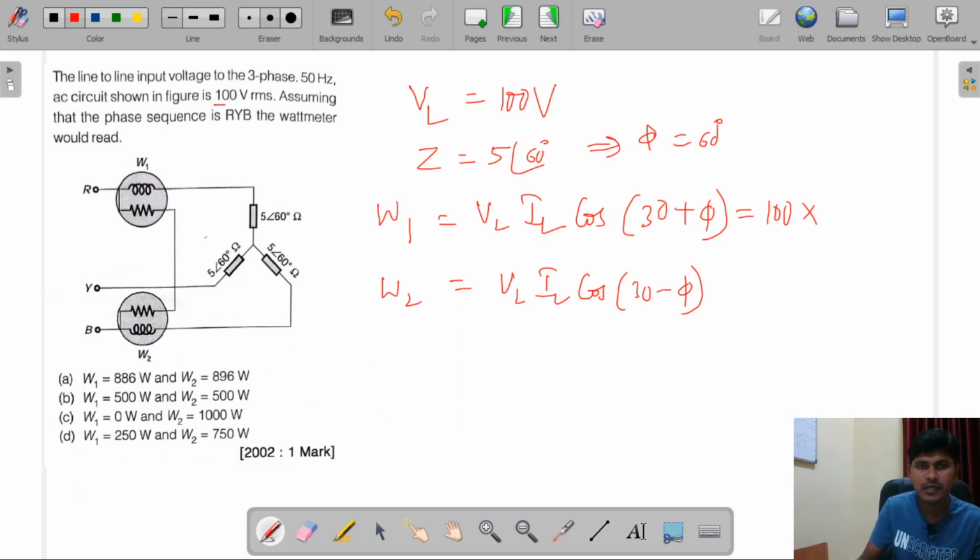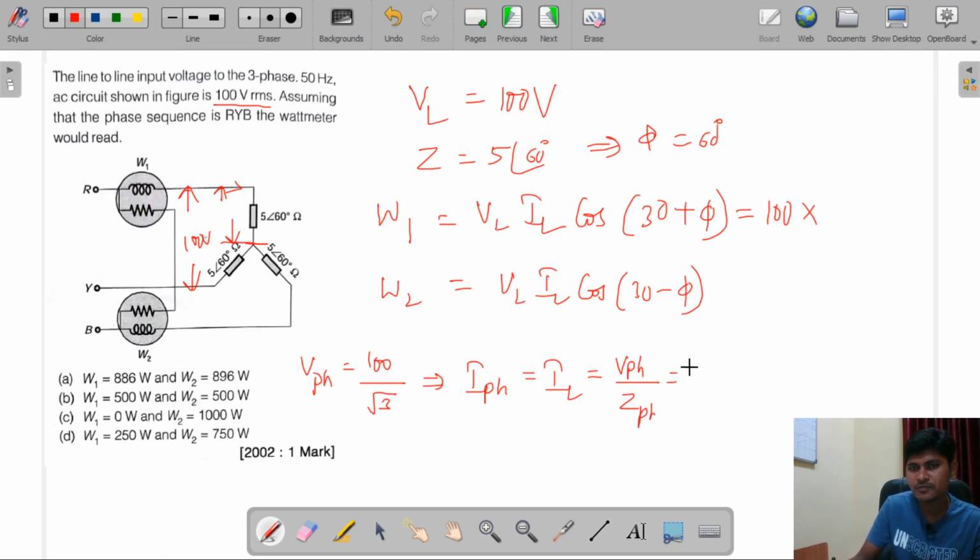See, 100 volts RMS is the line to line voltage, that is from here to here is 100 volts. In order to find the current which is flowing through this, I have to find the phase voltage from here to here. So phase voltage V phase is equal to 100 by root 3. Now from this you can find I phase, which is equal to IL only, because in case of a star connected load IL will be equal to I phase, which is equal to V phase by Z phase.